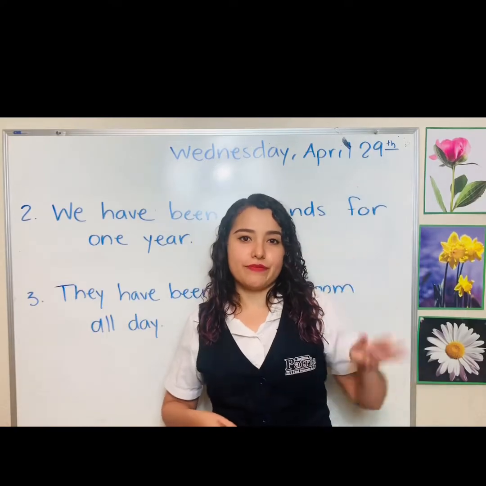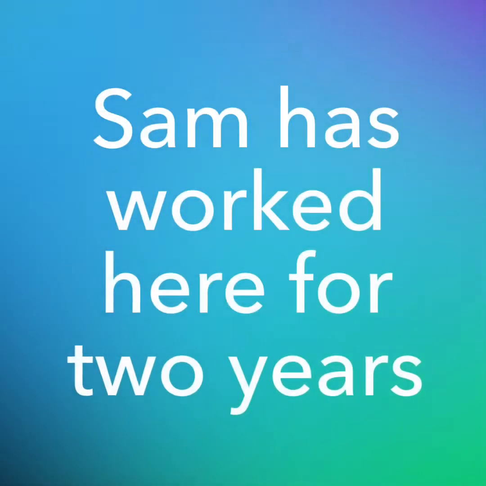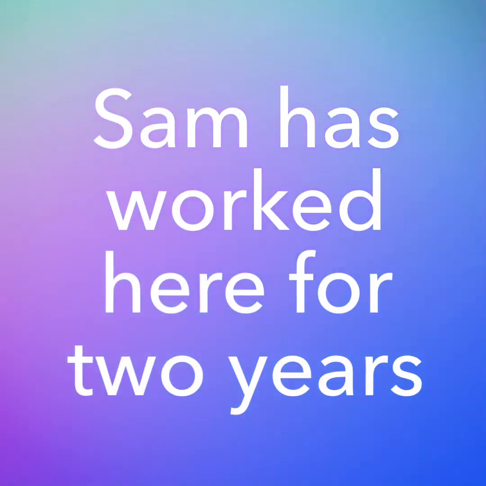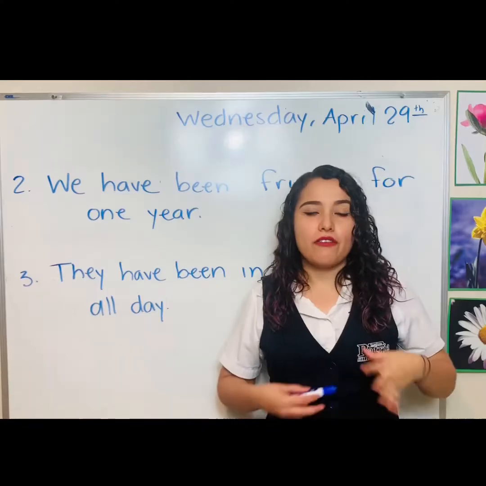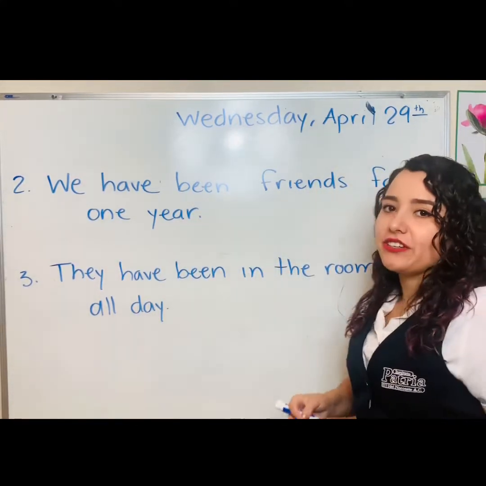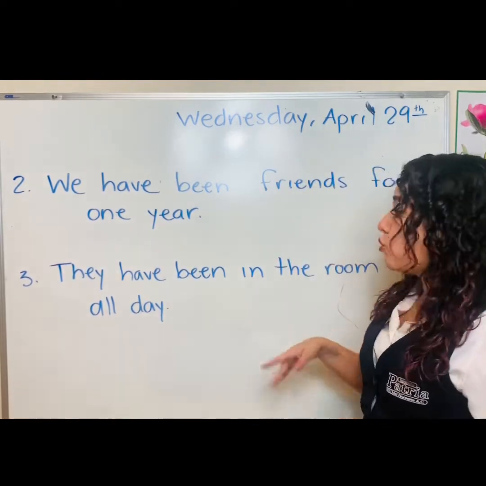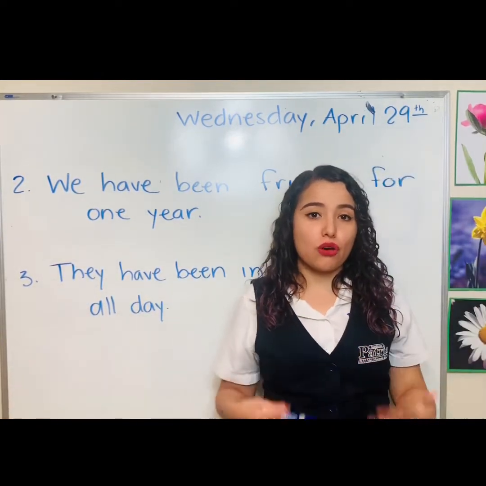And number four, a continuous action that started in the past. One example will be, Sam has worked here for 2 years, which in Spanish it is, Sam ha trabajado aquí por 2 años. Finally, the other two examples will be, we have been friends for 1 year. Hemos sido amigos por 1 año. And the next one, they have been in the room all day. Han estado en el cuarto todo el día.